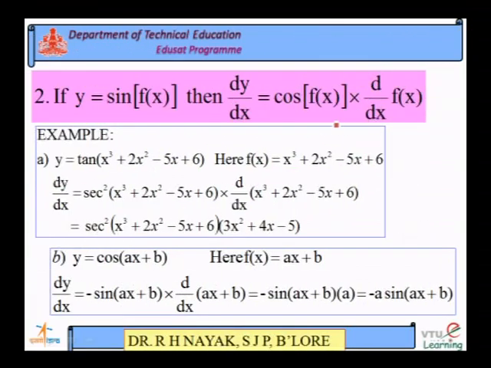Next standard form, sine of function. Take sin x. What is the differentiation of sin x? It is cos x. Based on that, the differentiation of sine of function is cos of function into d by dx of function.